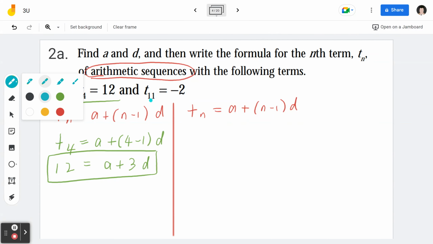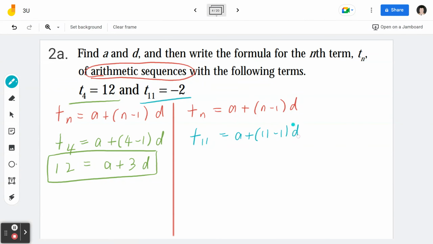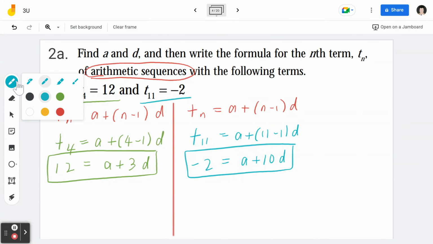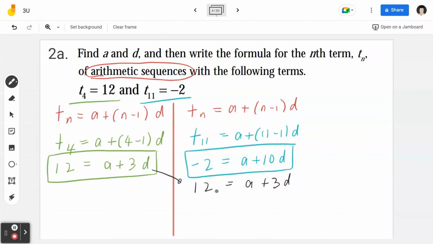In a different color, T11 is negative 2. So if I plug in 11, that's going to be a plus 11 minus 1 times d. Or negative 2 is going to be a plus 10d. Again, what's the goal here? Your goal is to solve for a and solve for d. Once you have a and d, you write down the formula, Tn. Now, there are many ways of doing this. I would say the fastest approach is to copy 12 equal to a plus 3d underneath.